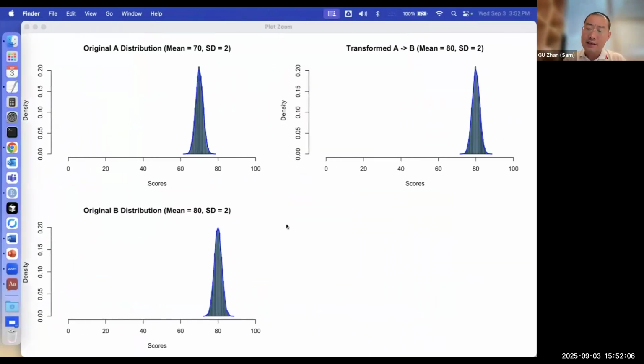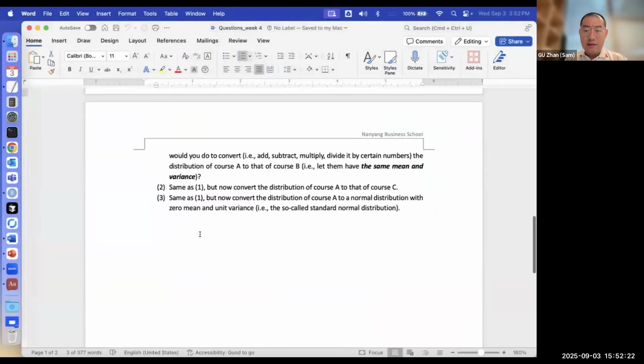So we're exploiting those two properties of expectation and variance to convert the class A average, class A distribution, to the class B distribution. So this is the first question.